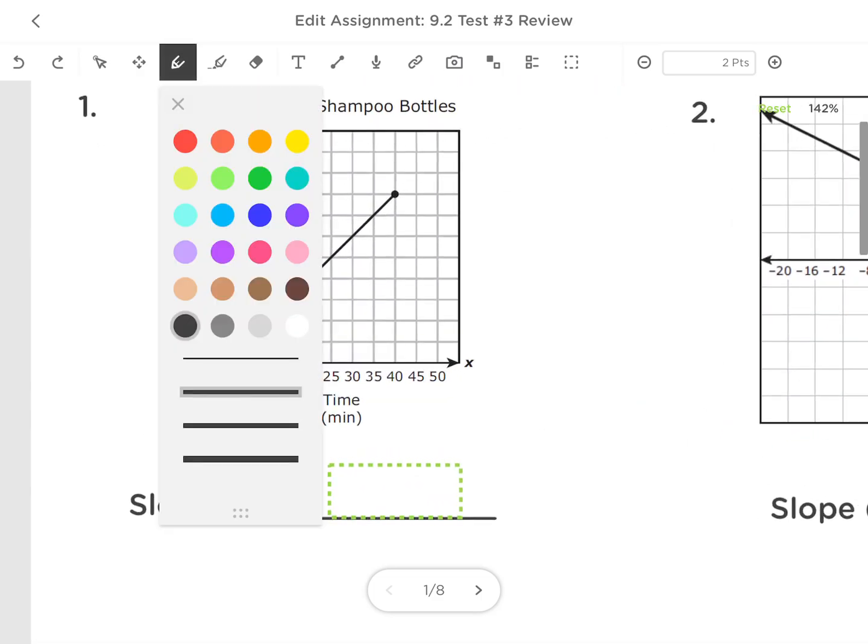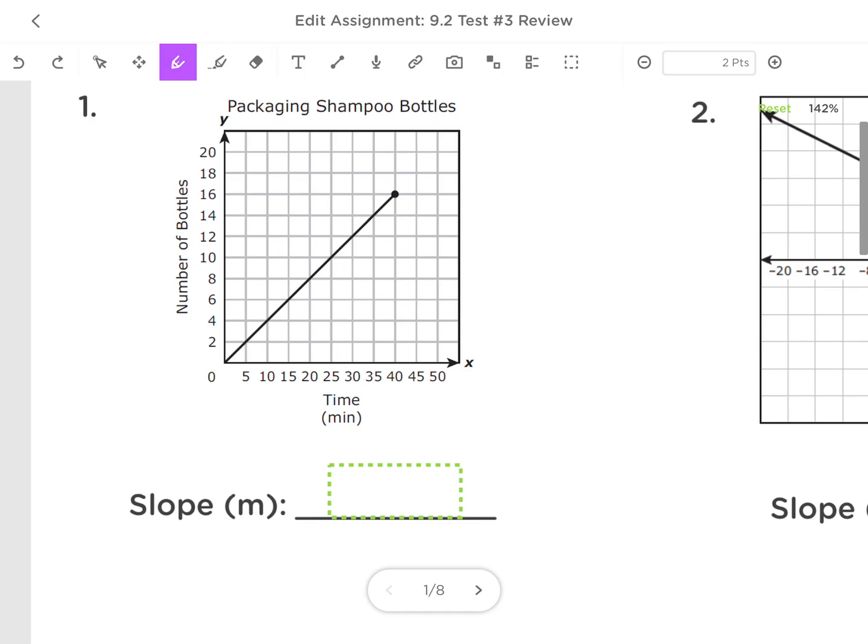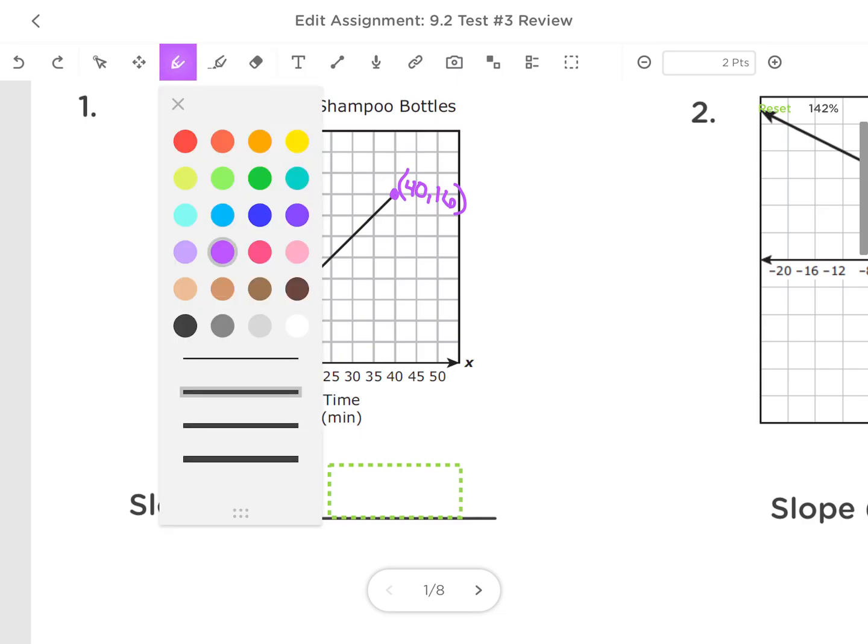So remember, when we're given a graph, what we want to do is find 2 pretty points. I'm going to go ahead and use 0, 0, and then this point over here that they already gave me, which is 40, 16. Okay, and this is 0, 0. So what we're going to do is rise over run.